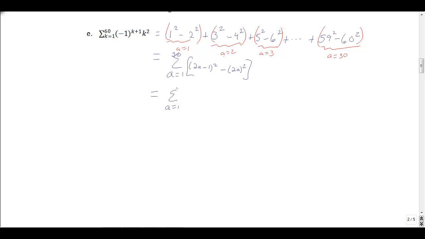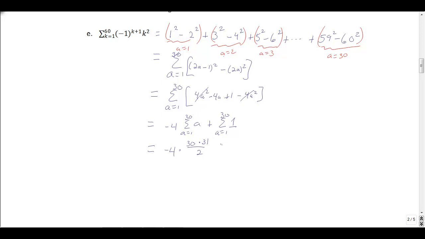And now I'm just going to do some algebra. 2A minus 1 squared is 4A squared minus 4A plus 1. 2A quantity squared is minus 4A squared. Well, then the 4A squareds cancel, plus and minus. And so I'm left with negative 4 times the summation A equals 1 to 30 of just A, plus the summation A equals 1 to 30 of just 1. Okay, so what we get is negative 4 times the summation A equals 1 to 30 of A. The formula was n, the thing we sum up to, 30, times n plus 1 over 2.